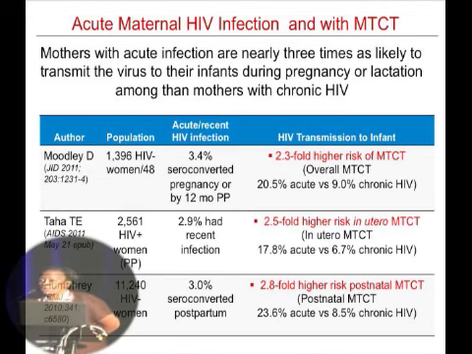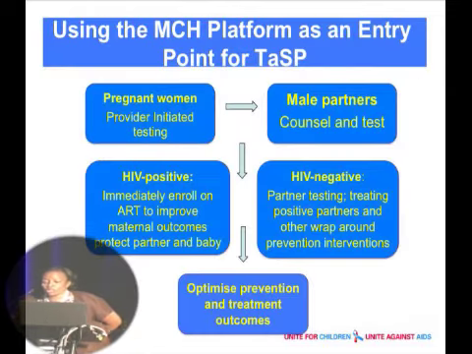So the issue of what we do about prevention is a key issue for PMTCT, and as we talk about treatment as prevention, we need to come back to this issue. I'm proposing that when you look at the MCH platform, we have two people we have to deal with. We have the pregnant woman who has to be tested. We have her partner who equally needs to be tested and identified.